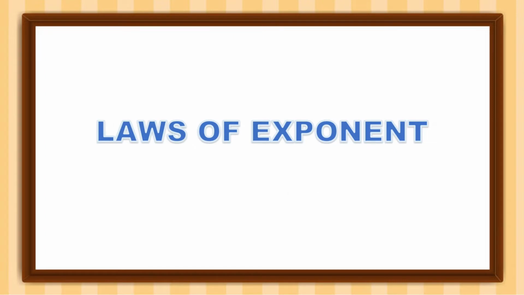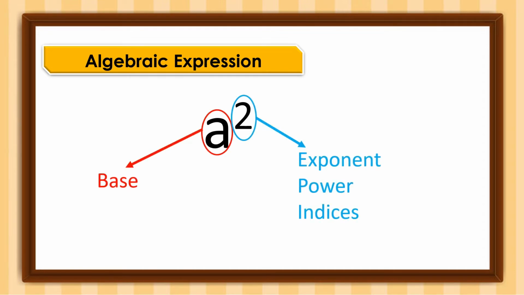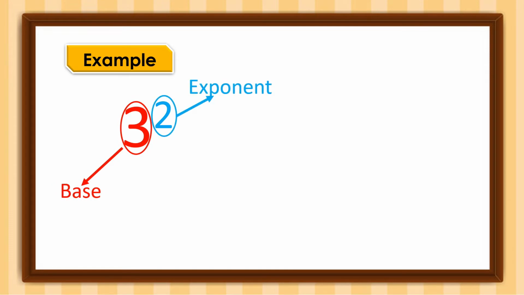The first one is laws of exponent. So we have here an algebraic expression. So a is the base and the 2 is the exponent, or we can call it power or indices. So we have here an example. So 3 is our base and the 2 there is our exponent. So the exponents are also called powers or indices, as I said a while ago.